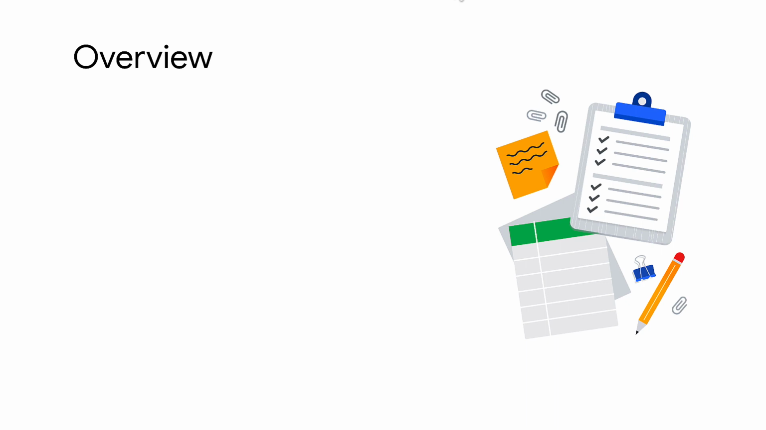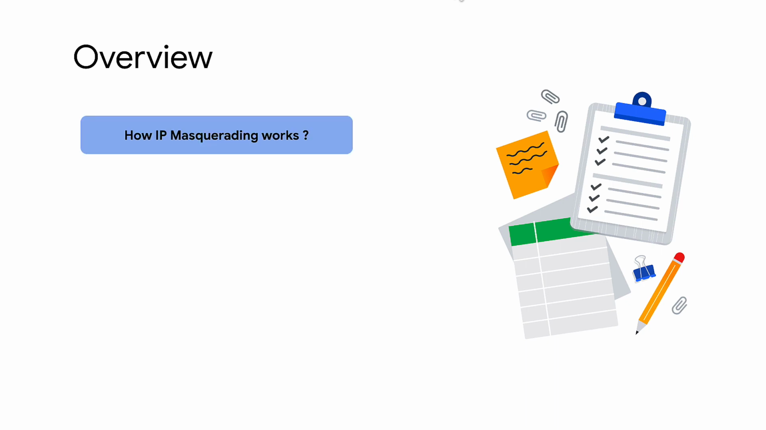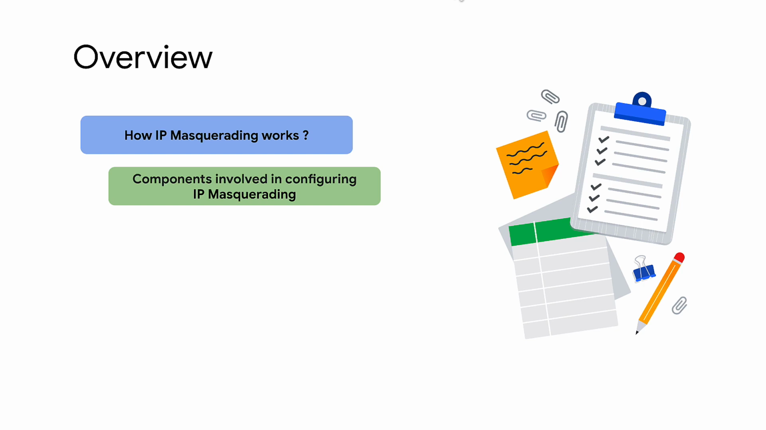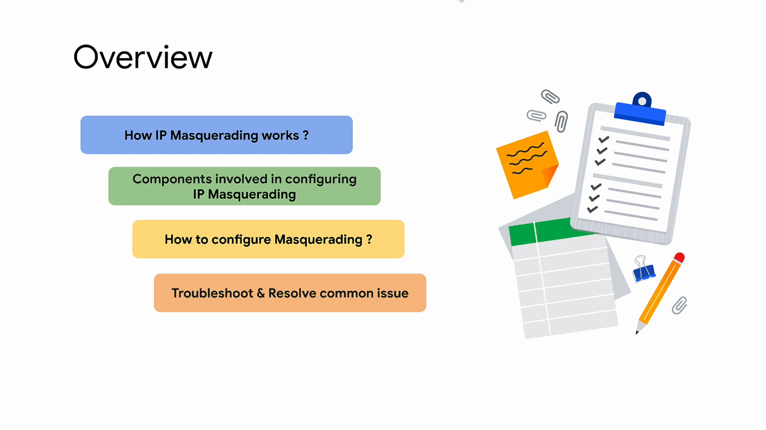In this video, you will learn how IP masquerading works in Google Kubernetes Engine, what components are involved in configuring it, how to configure it in a GKE standard cluster, and finally how to troubleshoot and resolve a common issue with IP masquerading. Let's get started.